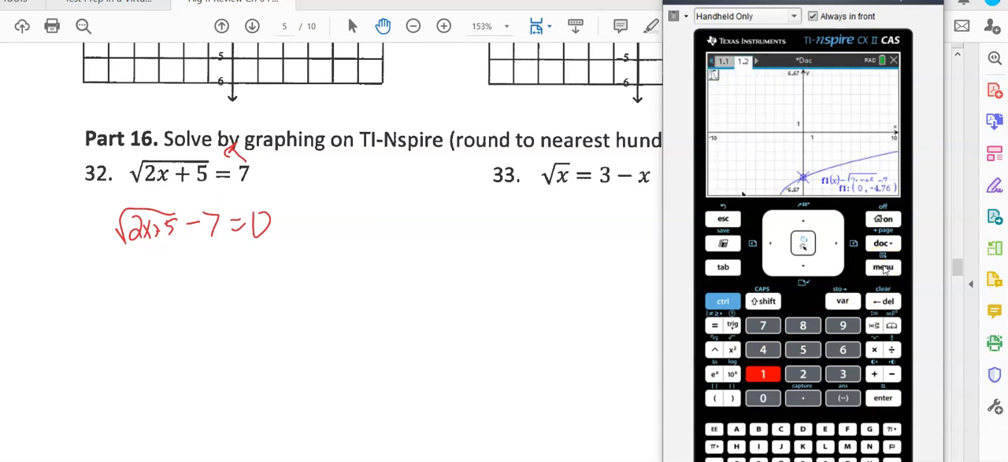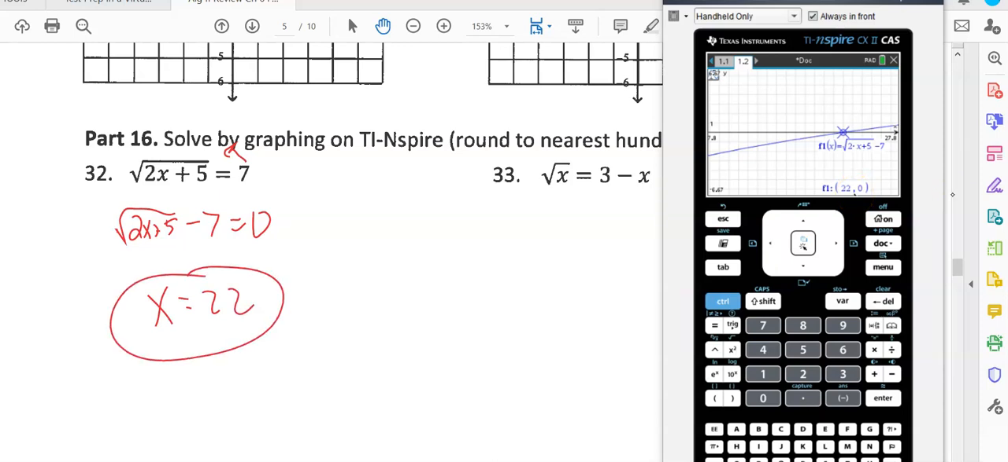So menu 5, 1. Looks like it's going to cross the x-axis, which is where the 0 is, somewhere way up there to the right. I think I passed it there. If you look at the bottom of the screen there, 22, 0. So x equals 22 would be my answer. You want the x value of that 0.